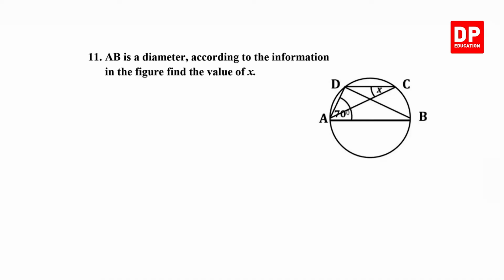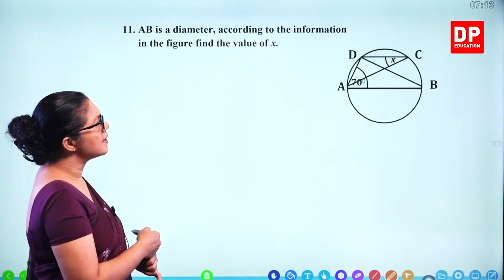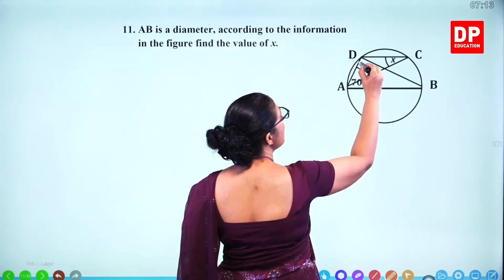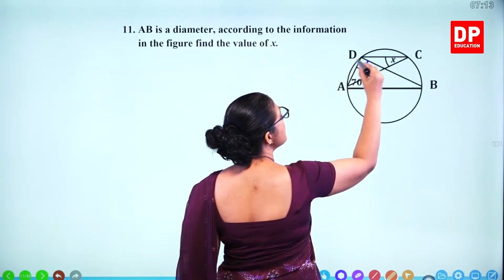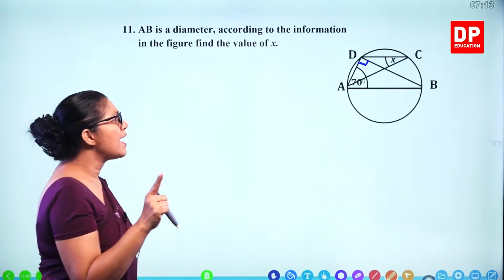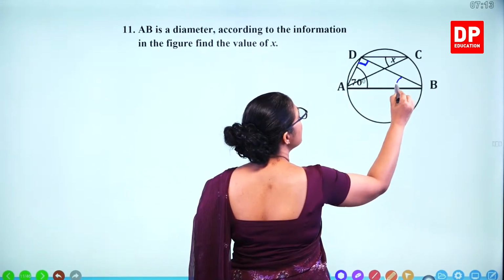Question number 11. AB is a diameter. According to the information in the figure, find the value of x. So the diameter is there. So what can you say about this angle? If this is the diameter, then this is a semicircle. Semicircle angles are 90 degrees. So this is 90.